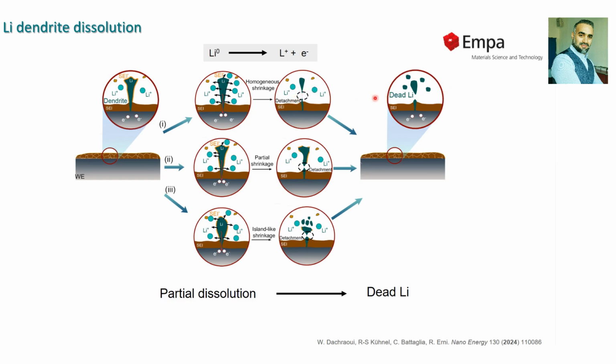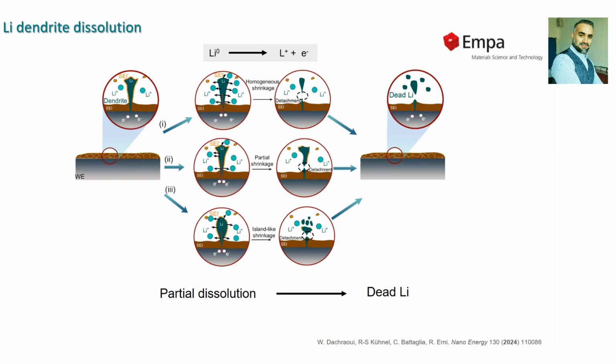formations. The second case, we have a partial shrinkage where we have some parts having cracks in the solid electrolyte interface, and then we have lithium dissolution from these sites until we have detachment. And the third case, we have island-like shrinkage, where we have dissolution allowing the formation of lithium metal species until the detachment and disconnection, and all these examples or mechanisms allow at the end the formation of dead lithium metals with different amounts.